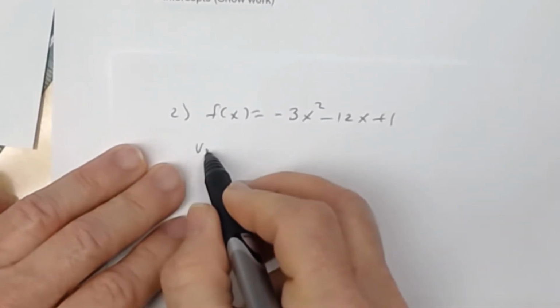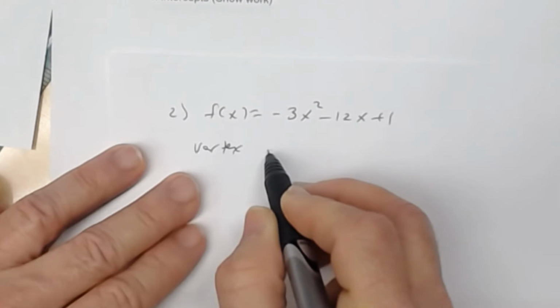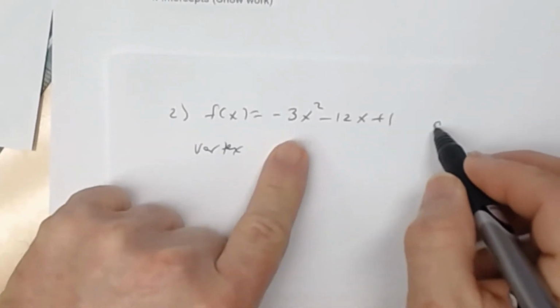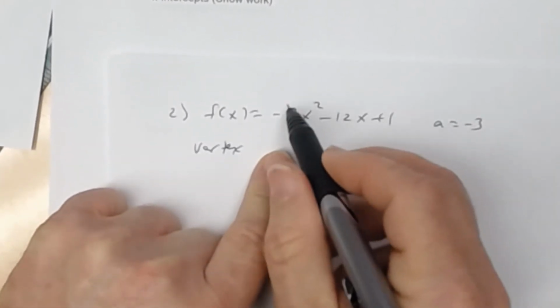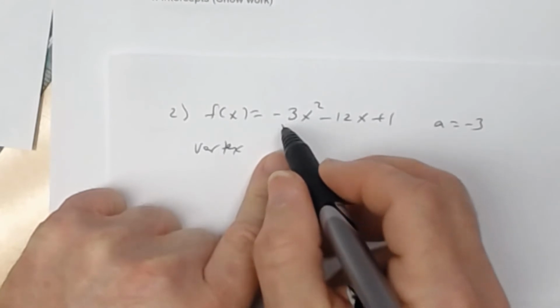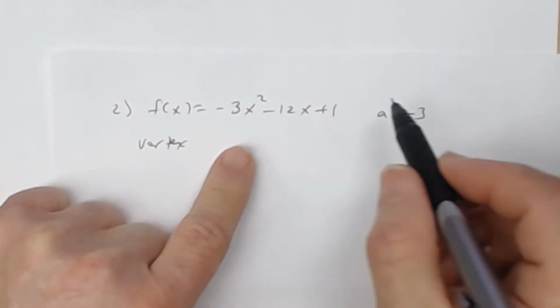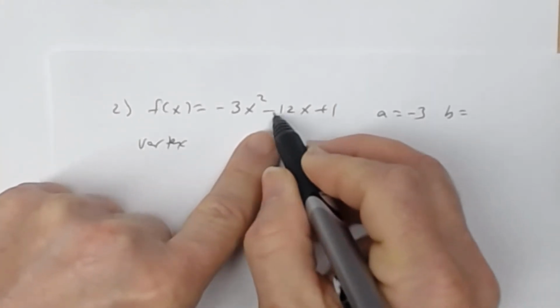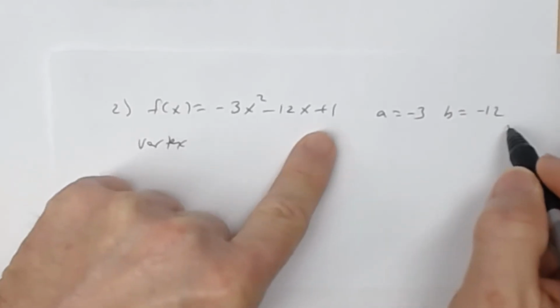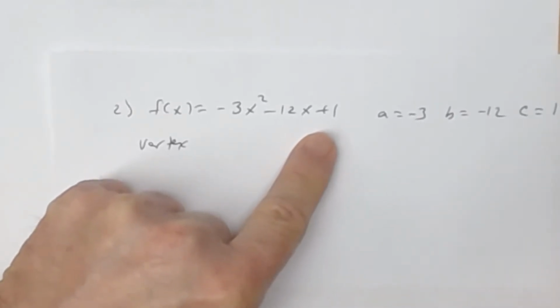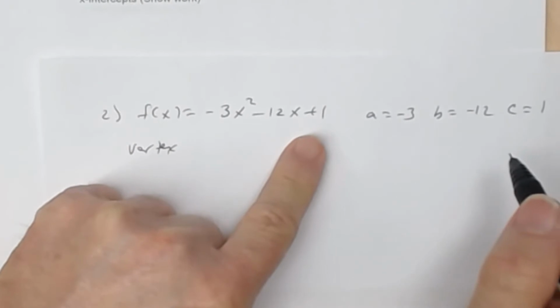All right, so let's find the vertex. So the vertex, well, first of all, A, B, and C. A is negative 3. Now be careful. Make sure you put the correct sign. So A is negative 3. B is negative 12. And C is a positive 1. So A, B, and C.